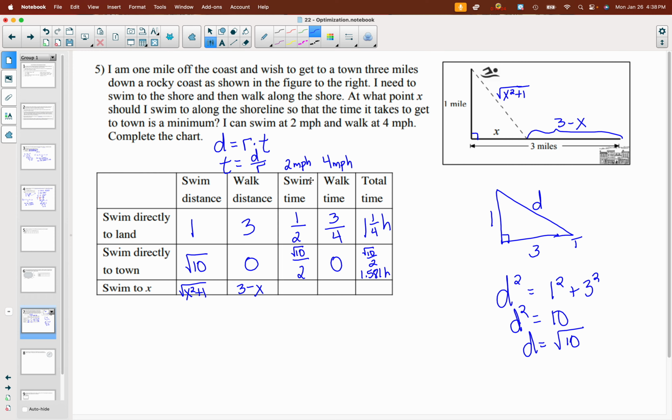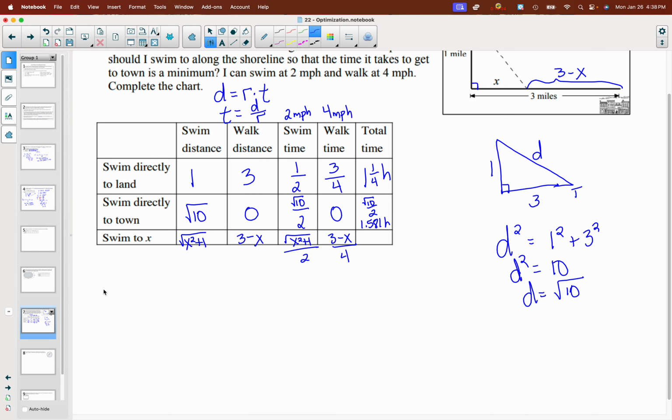So my swim time is going to be the square root of x squared plus 1 all over 2. And my walking time is going to be 3 minus x all over 4. So my total time, I'm going to call t, is the square root of x squared plus 1 over 2 plus 3 minus x over 4. And I want to minimize this. Notice even though it's messy, I only have one variable, so we're good on this one.